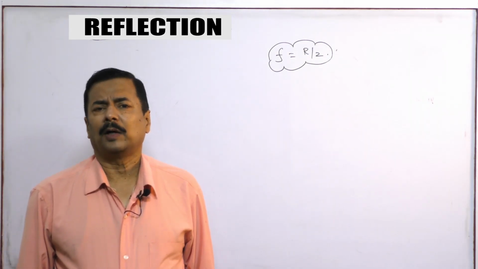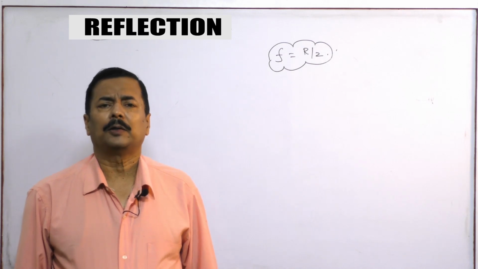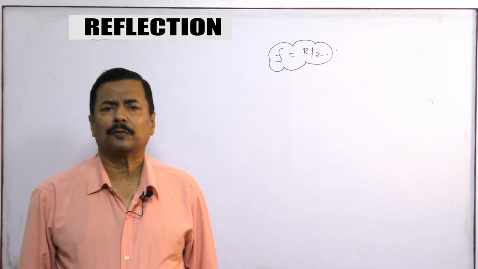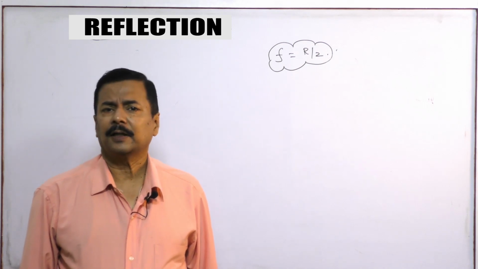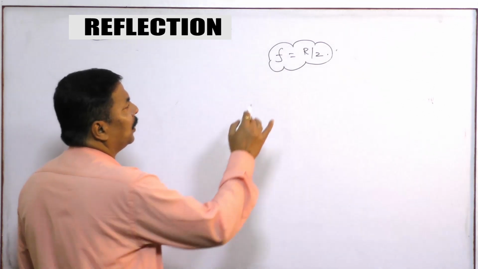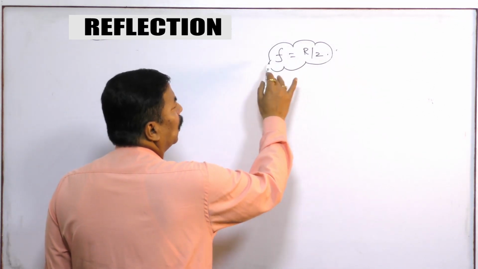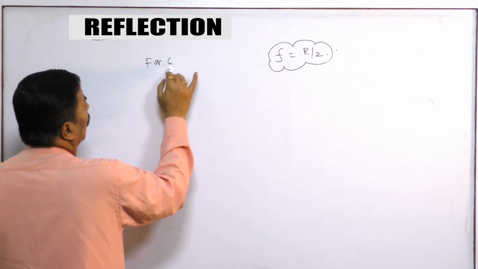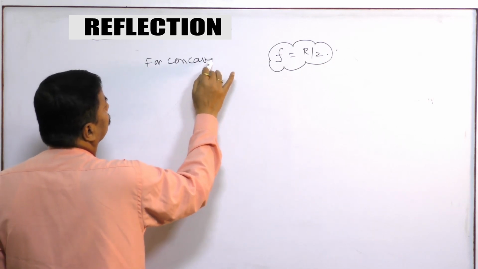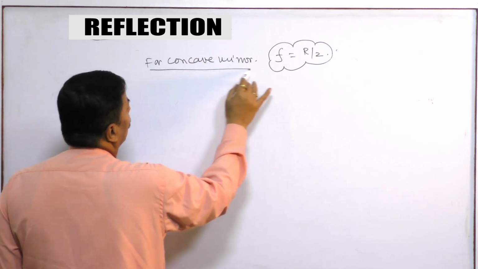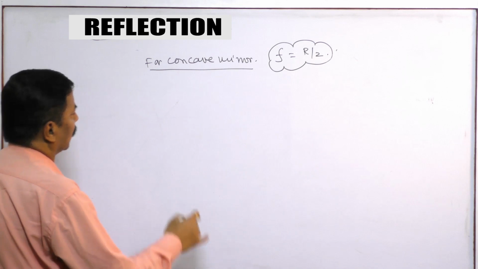From the examination point of view, f is equal to R by 2 is very important to prove. Let us see how we can prove it both for concave and convex mirror. First, case 1, concave mirror. I am trying to prove f is equal to R by 2 for a concave mirror.